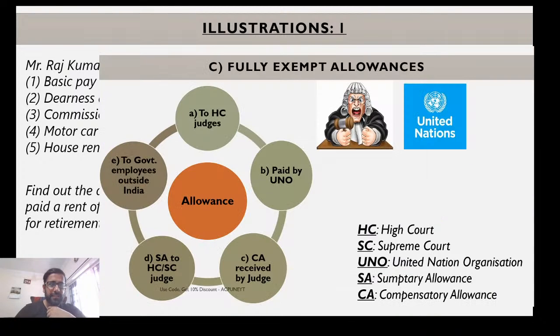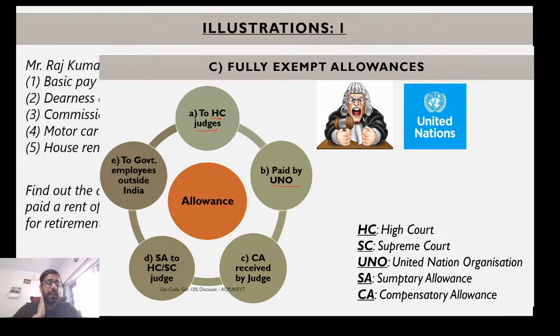Now the next section is fully exempt allowances. Is it clear? If any allowance is paid to high court judges, it will be fully exempt. If any allowances are paid by UNO, the United Nations Organization, it will be fully exempt.